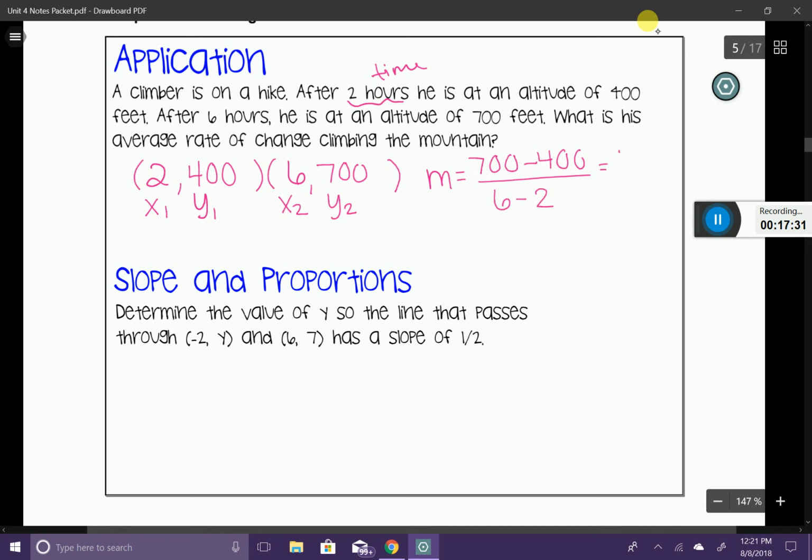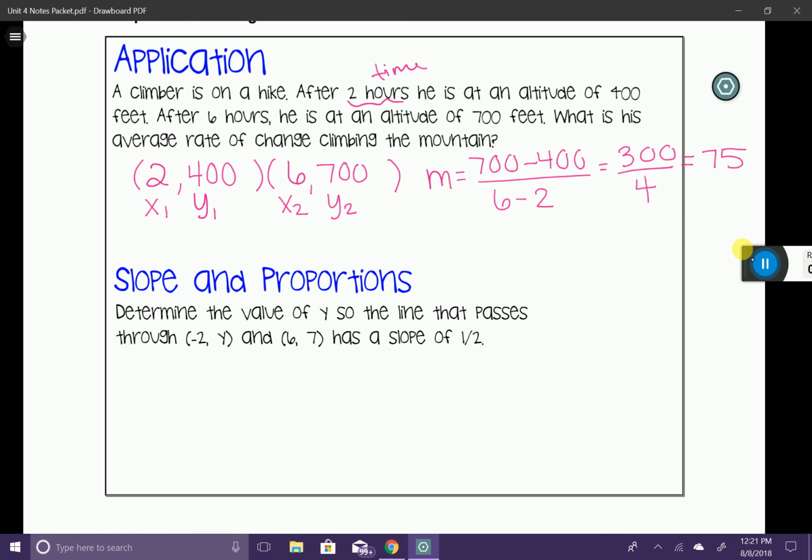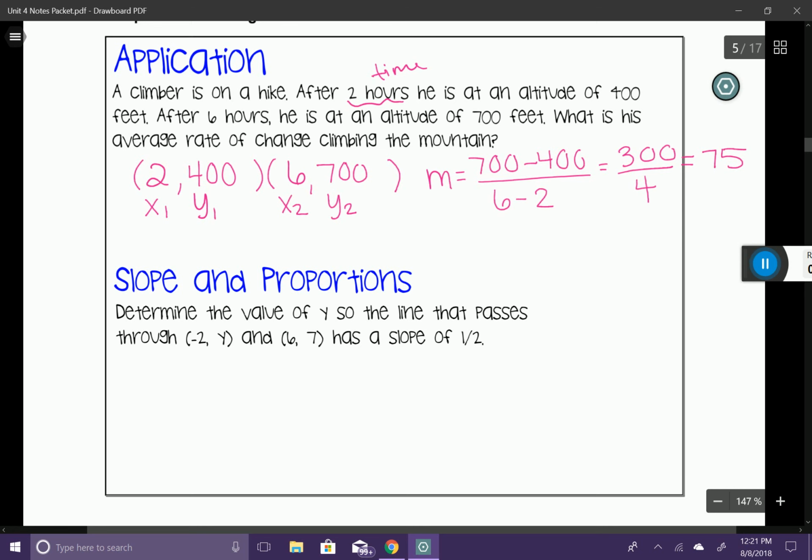Alrighty, and that's going to simplify down to 300 divided by 4. All right, I can take that down even further. I know this is in the form rise over run, but if I can simplify it further, I want to go ahead and do that. So that's going to simplify down to 75. All right, so the answer to this question, what is the average rate of change? Well, the climber is climbing approximately 75 feet per, that little line means per, hour, on average.